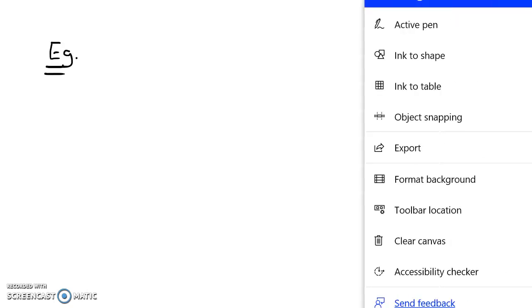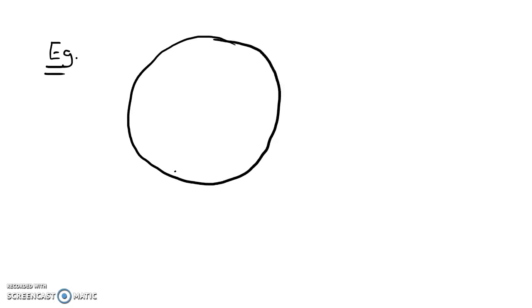If not, it would be clearer with an example. So I'm giving you one example. Just let me link it with shape. It is linked. Okay, so say for example, there's a clock.